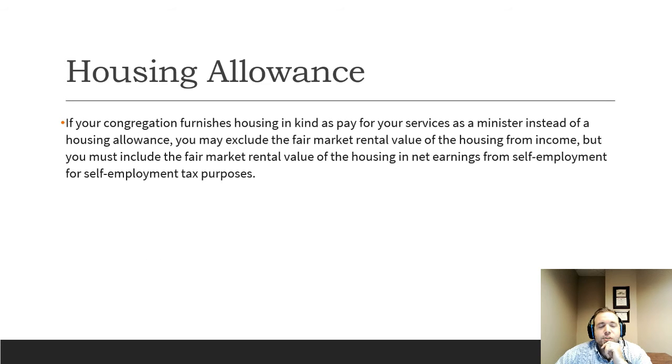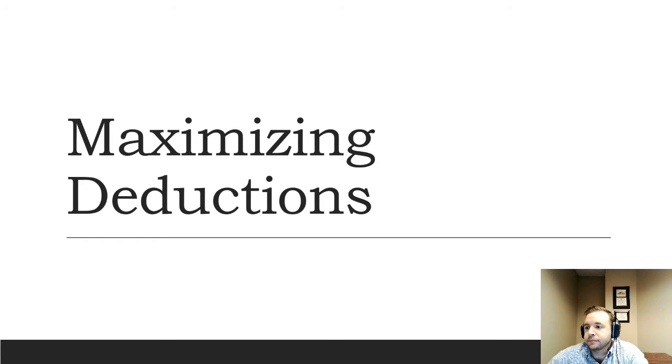All right. And so if the congregation furnishes the house in kind as pay for the services as a minister instead of a housing allowance, you can exclude the fair market rental value of the housing from income. But again, you must include the fair market rental value in your earnings from self-employment.